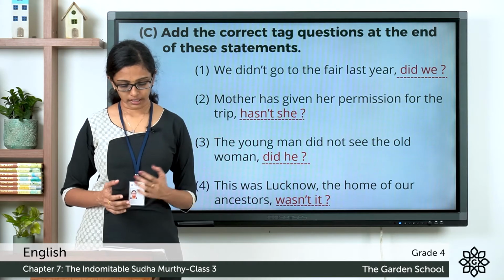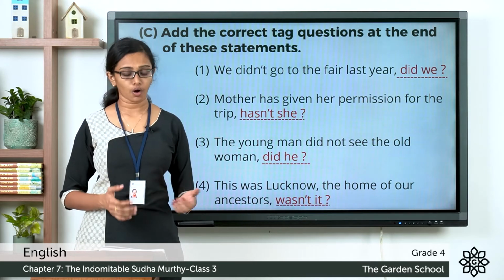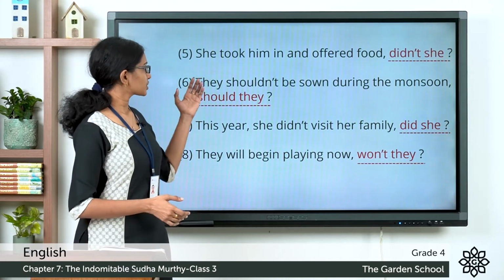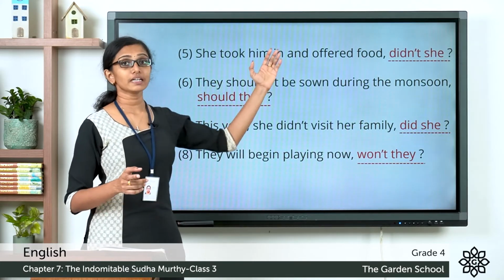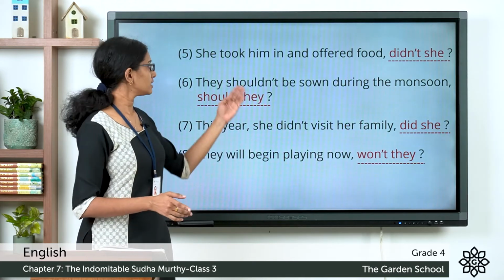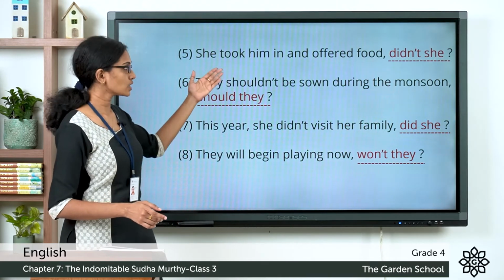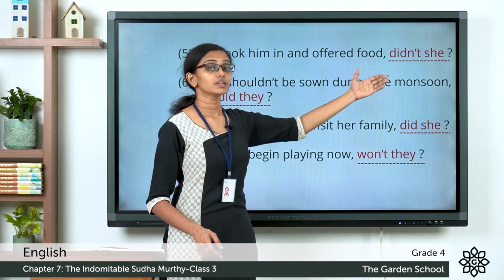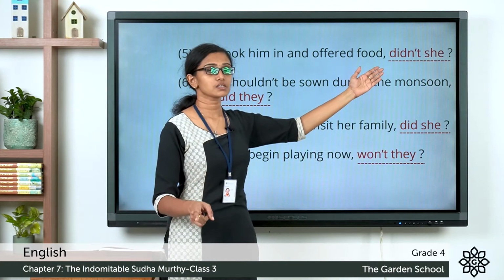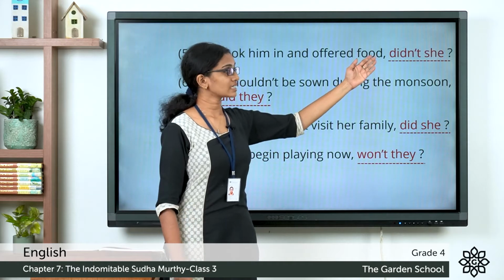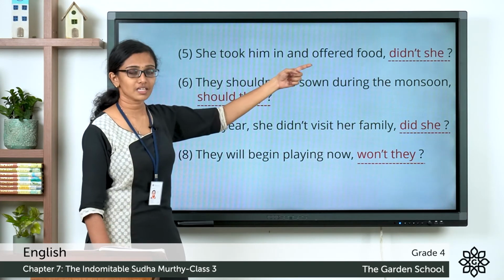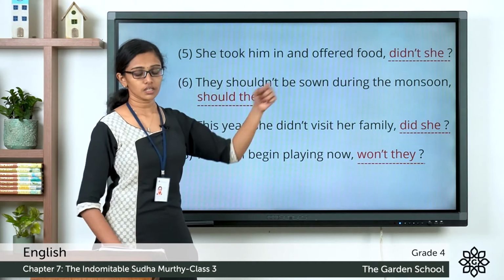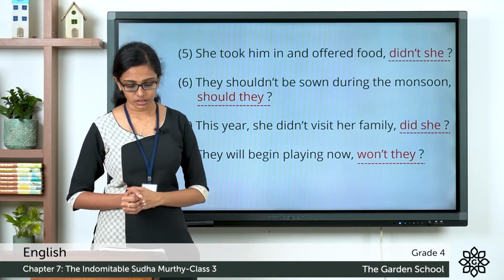Now the fifth one, she took him in and offered food. What is the correct tag question there? She took him in and offered food, didn't she? The verb is in past tense form in the given sentence. So when you tag the question, it should be did not. Did is the past tense of do. So you have to use didn't she. Here it is a positive statement given. So the tag should be negative. So didn't she should be the correct tag for this statement.